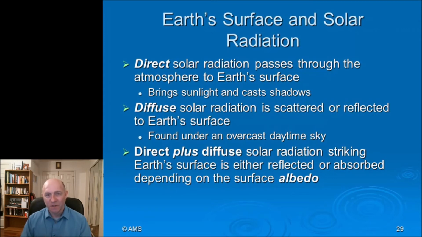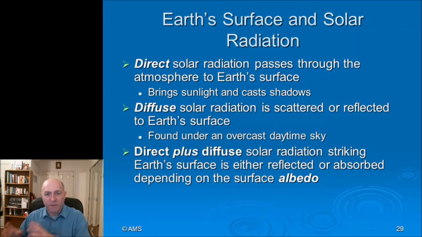Diffuse solar radiation is scattered or reflected. And when we think about diffuse solar radiation, imagine a cloudy day where you don't see the sun, but it's not dark outside. There is sun that's getting through the clouds, just not directly. It's hitting the clouds, diffusing in all directions, and you don't really have shadows. I mean, you can see just fine, it's cloudy, but there's no real shadows because you don't have direct solar radiation, you have diffuse solar radiation.